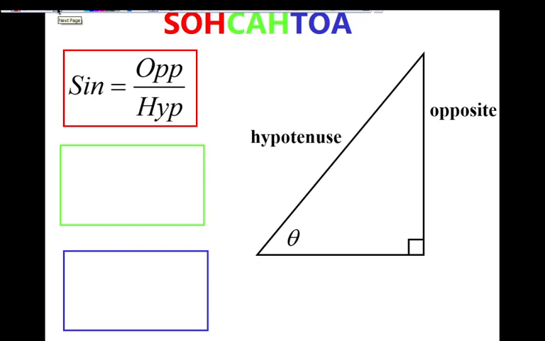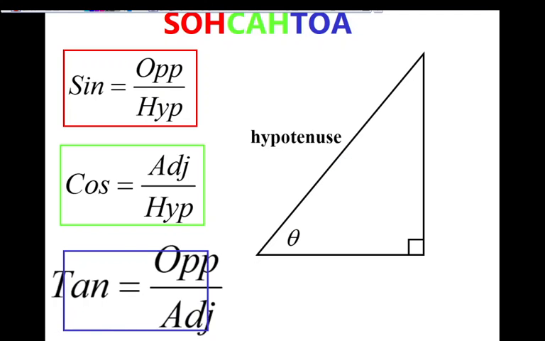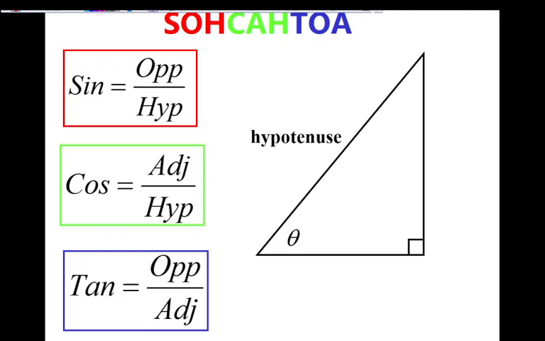So SOH: sine is opposite over hypotenuse. The second one is cosine, and cosine is adjacent over hypotenuse. Adjacent means next to, so it's the adjacent side divided by the hypotenuse. And then we learned TOA, which is tangent equals opposite over adjacent. The opposite side is the same as from sine, and the adjacent side is the same as from cosine. So this is SOHCAHTOA.